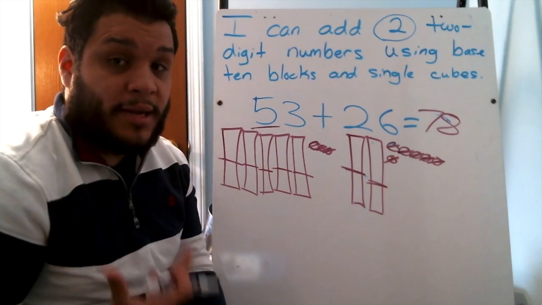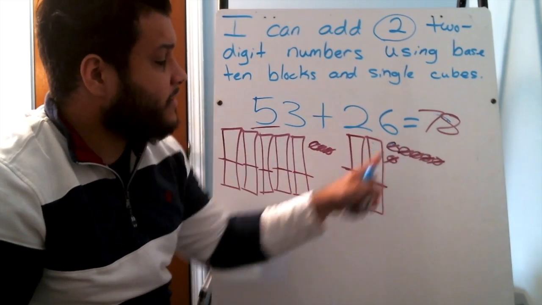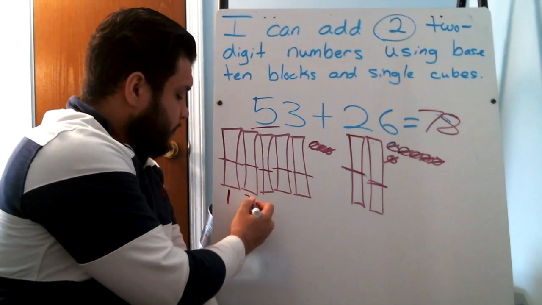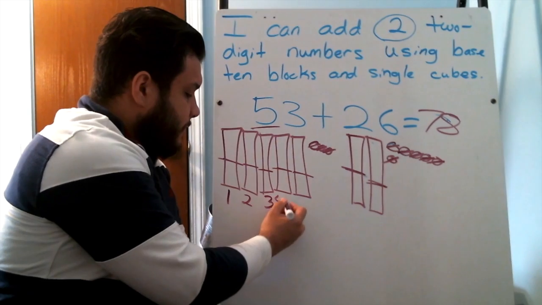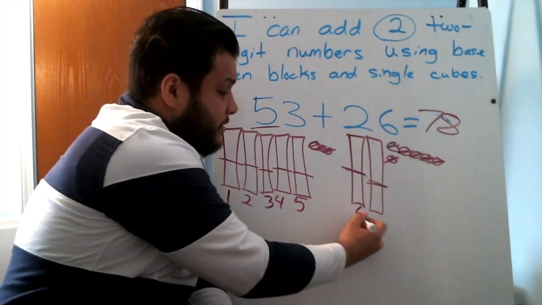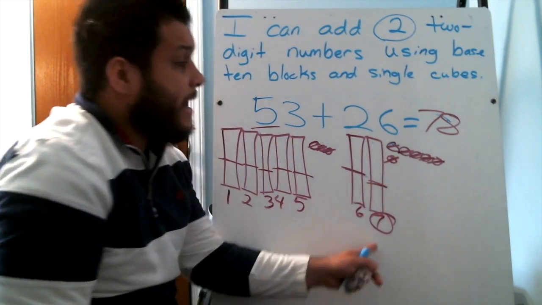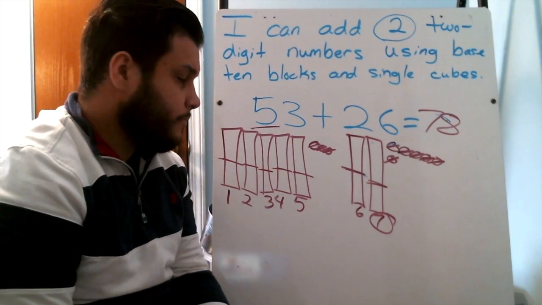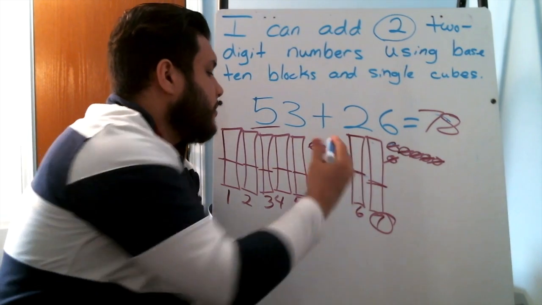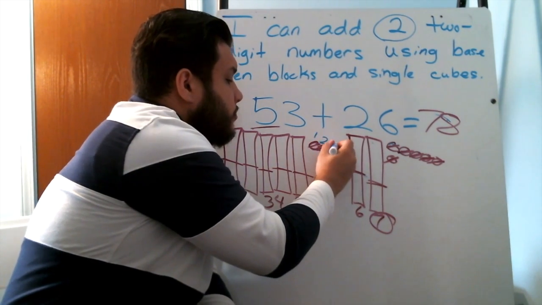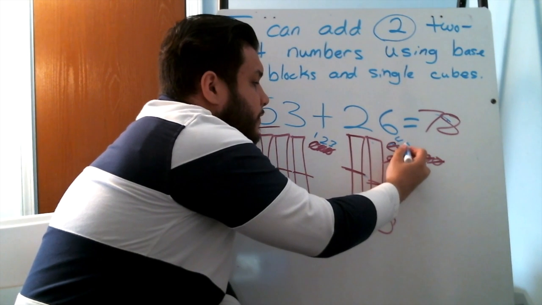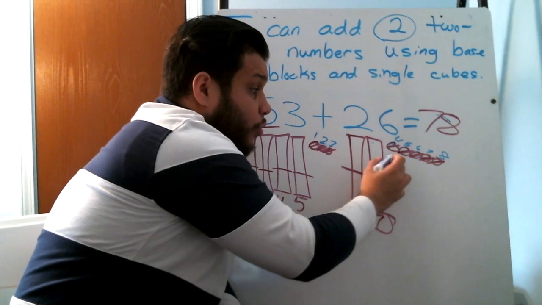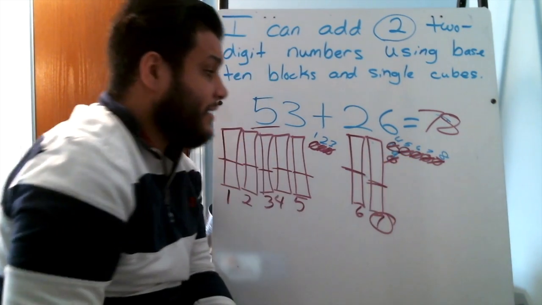Now I want to check my work. So let me see if I have 7 tens and 8 ones. Count with me. Ready? 1, 2, 3, 4, 5, 6, 7. I have 7 tens. Now let me see if I have 8 ones. Let's count them. Ready? 1, 2, 3, 4, 5, 6, 7, 8. I have one more down here, 9.